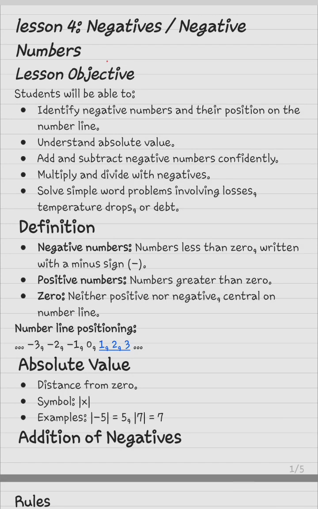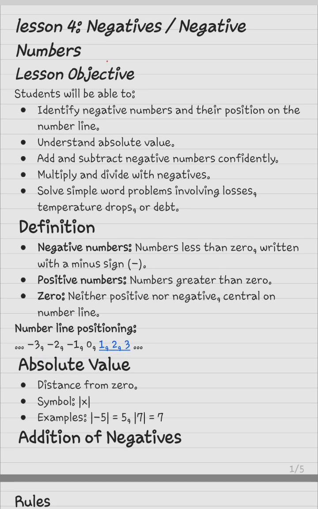Definition and the number line. Negative numbers are those values less than zero, and they are always written with a minus sign. In contrast, positive numbers are those greater than zero. Zero itself is the central point on the number line. It is neither positive nor negative. When visualizing this on a number line, values decrease as you move to the left and increase as you move to the right. The sequence looks like this: -3, -2, -1, 0, 1, 2, 3, and so on.